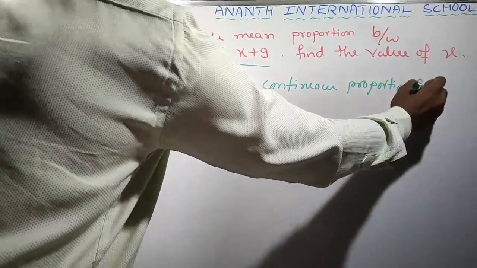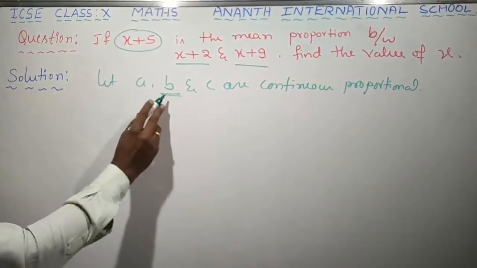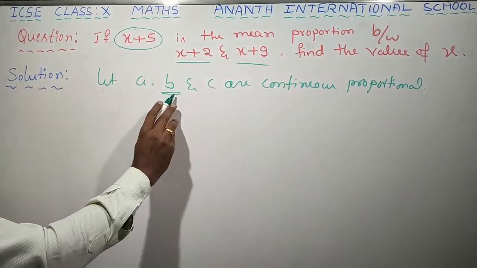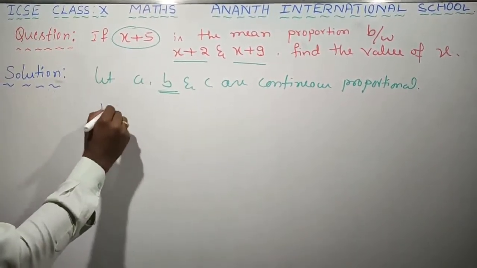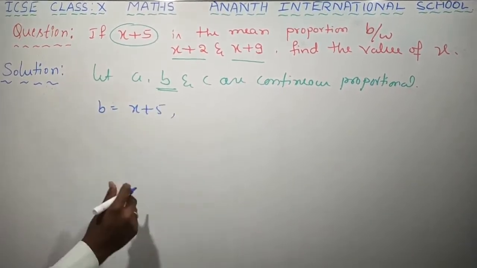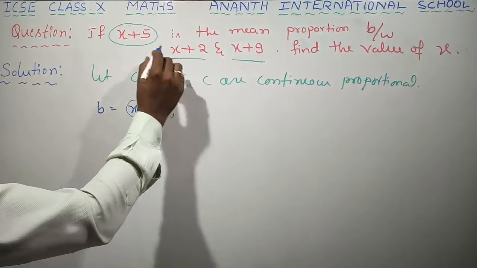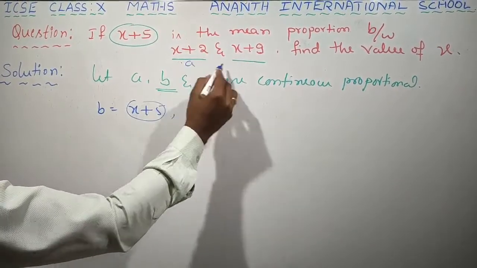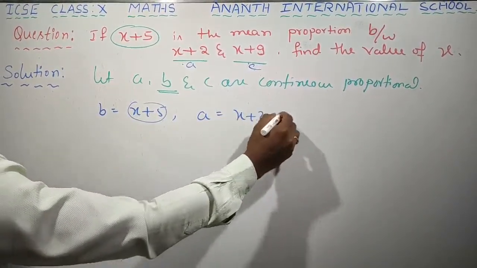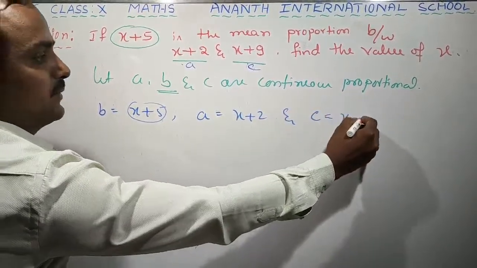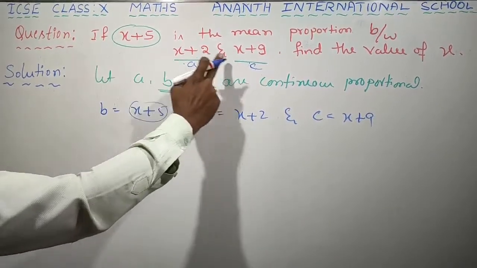Let us see which is the mean. B is the mean term in A, B, C. Which is the mean term? B term. According to ABC, B is equal to x plus 5. According to the given two terms, x plus 5 is the mean between these two, this is the first term A, and the second term C will come, children. The A term is x plus 2 and the C term is x plus 9, children. No confusion? Understanding? This is the mean between these two terms.